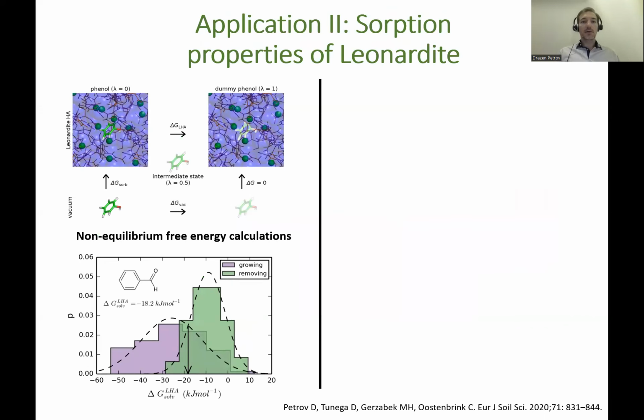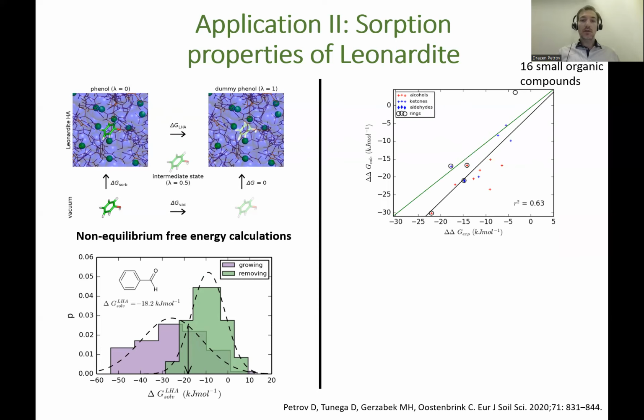In this second example, we are looking at sorption properties of the same system, leonardite. And this we did using non-equilibrium free energy calculations, when we are growing and removing a small molecule in leonardite system and in vacuum. And then when we repeat this hundreds and hundreds of times, we get distributions of work of growing and removing, which then in the end can be translated into free energy of absorption. More importantly, this we can relate or compare directly to the experimentally measured sorption free energy. And when we do this for 16 small organic compounds, we get very nice correlation.